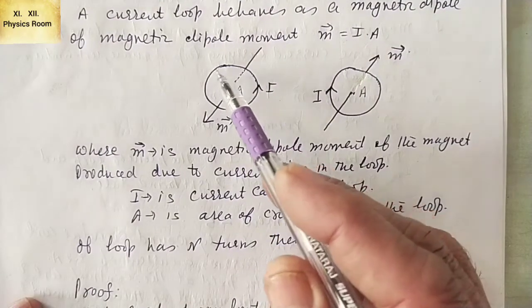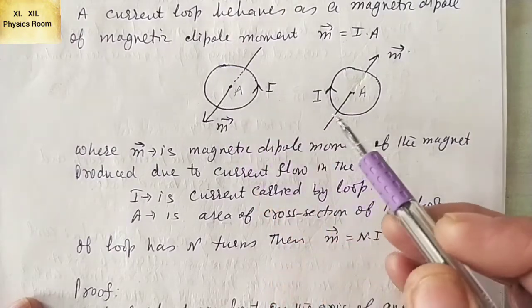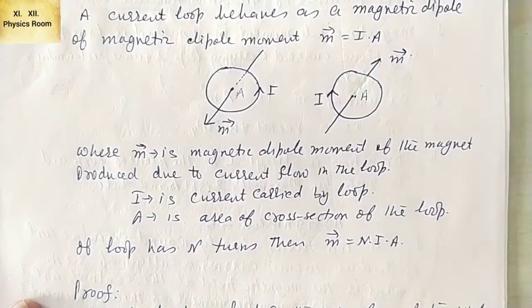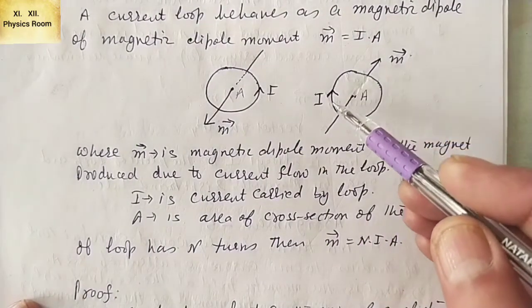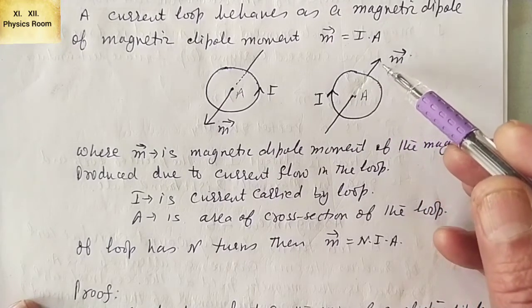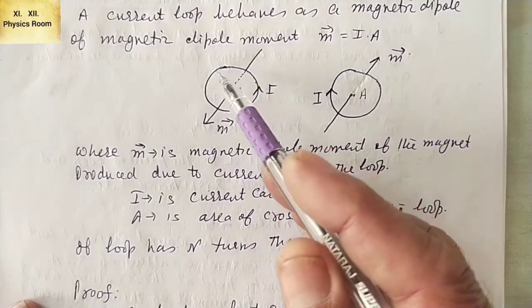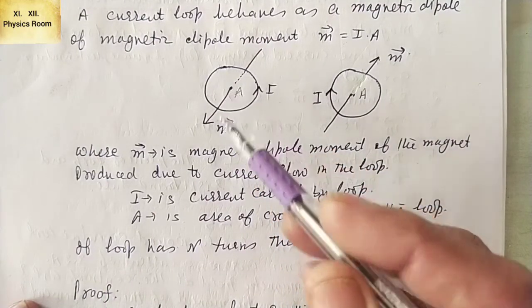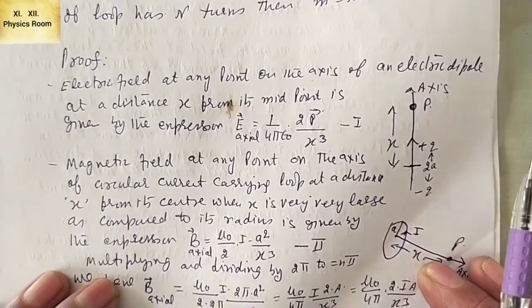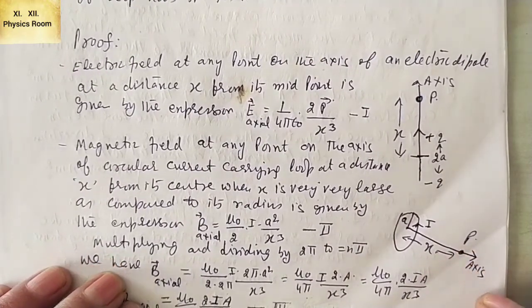Now vector M is perpendicular to the plane of the loop. Here it is given by the right hand thumb rule. If you hold the loop like this, then the thumb will indicate the direction of the magnetic dipole moment. Similarly here it is reversed: it is perpendicular to the plane of the loop directed along negative z-axis, and here it is directed along positive z-axis. Now what is the proof of this formula? I have given it to you directly.